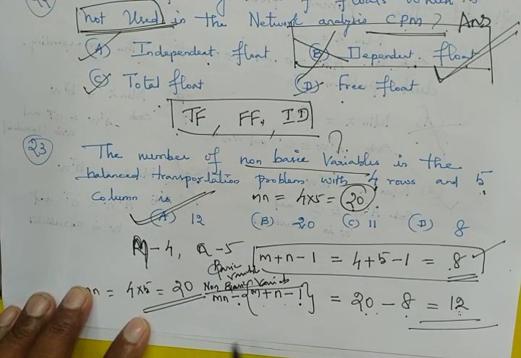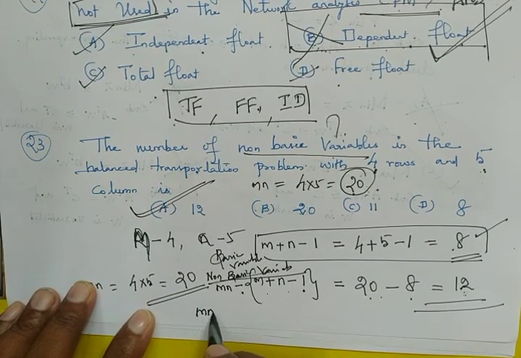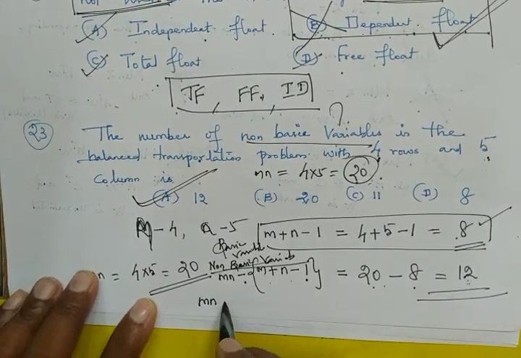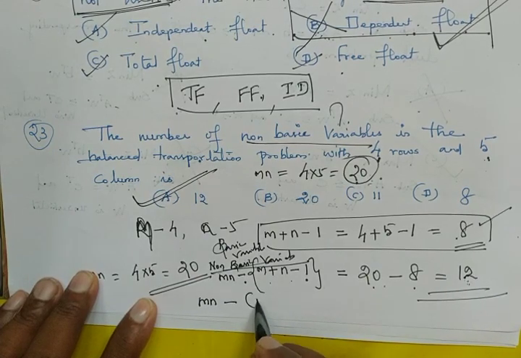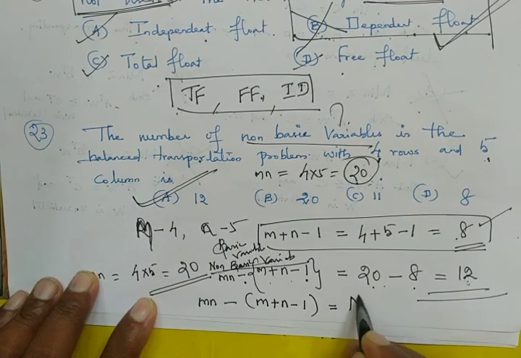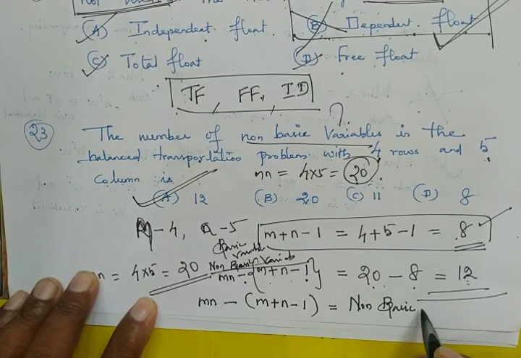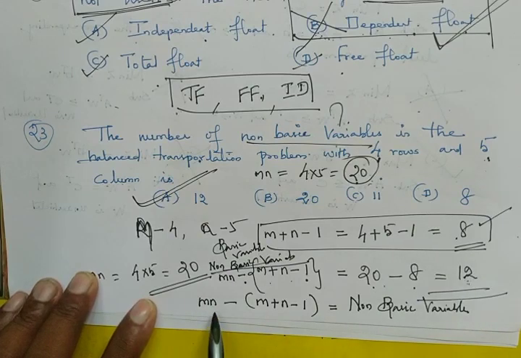So, I'll write it here very clearly. To find the non-basic variables: mn minus (m plus n minus 1) is equal to the non-basic variables. So mn, which indicates the multiplication of rows and columns, minus the basic variables gives the result of non-basic variables.